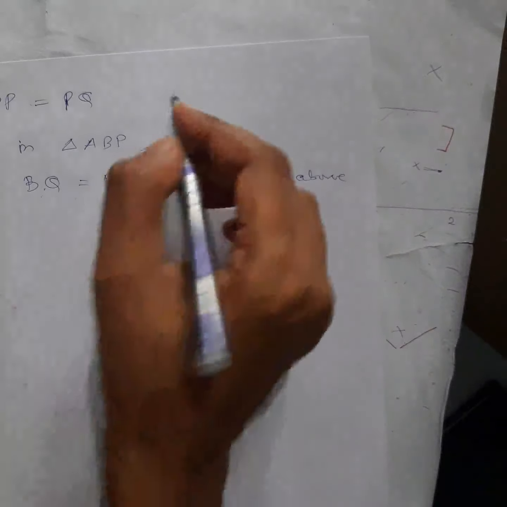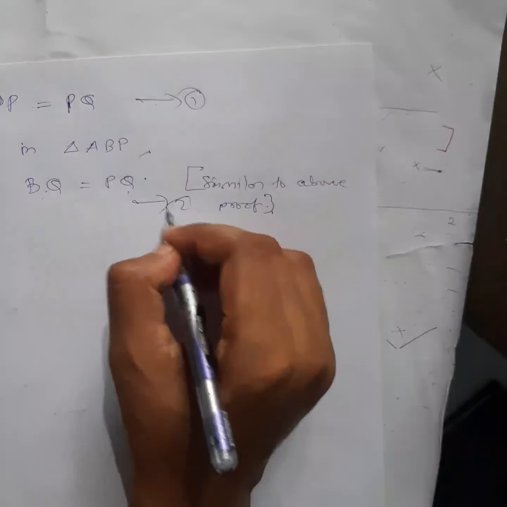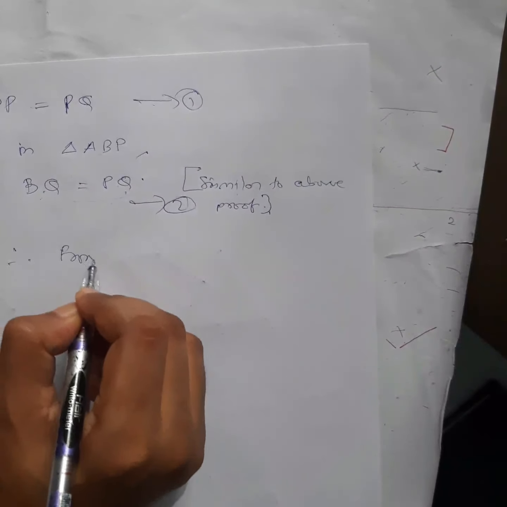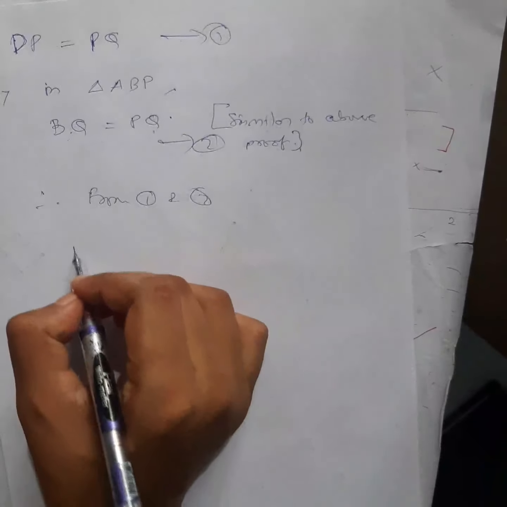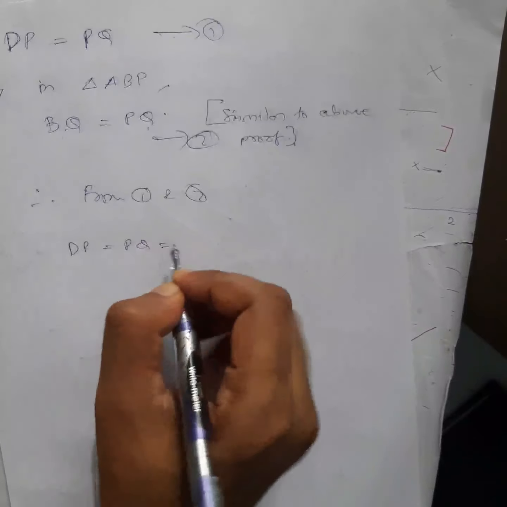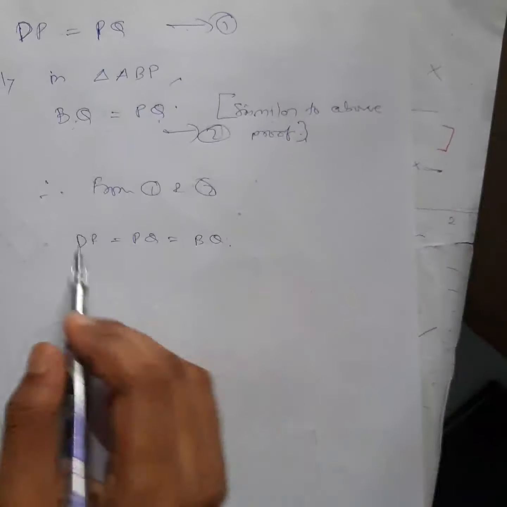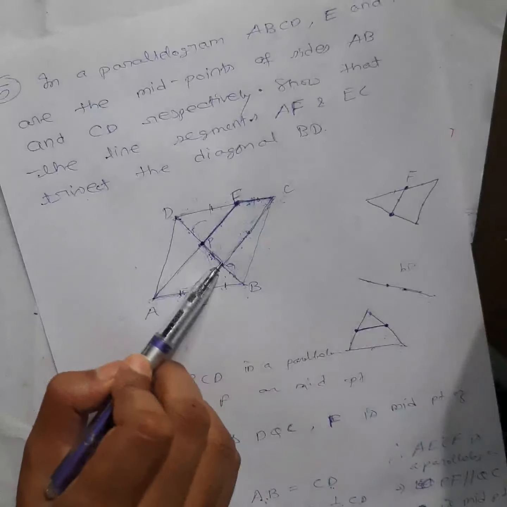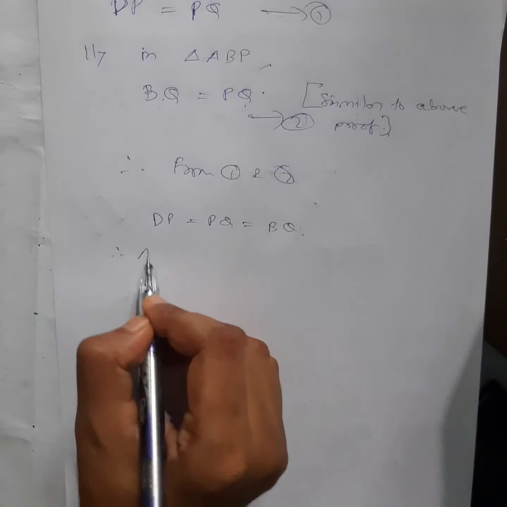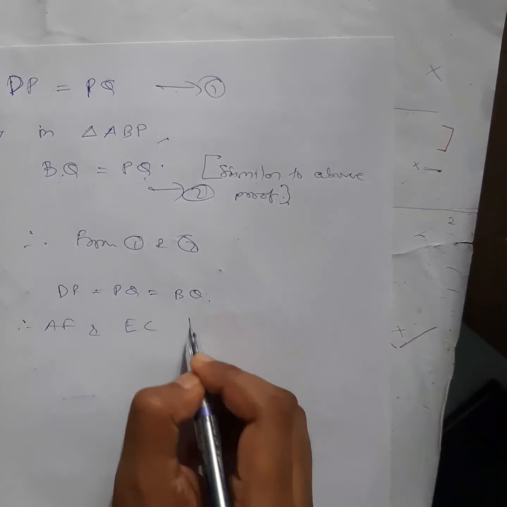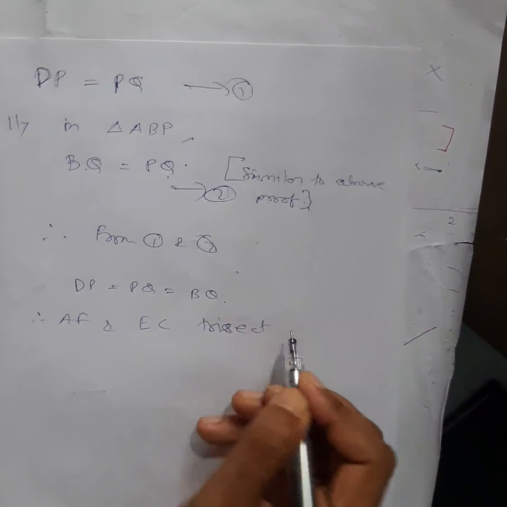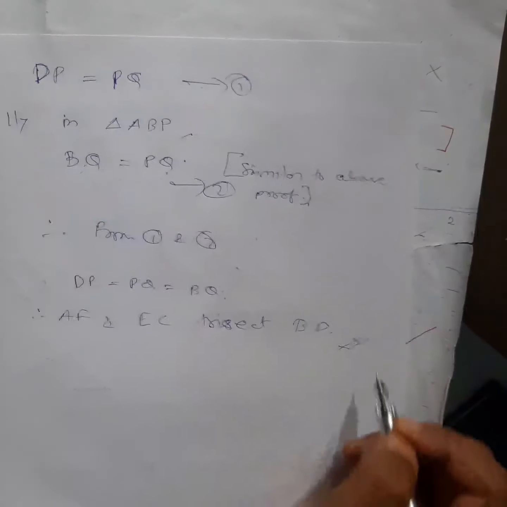Okay. Therefore, this you mark it as 1, this you mark it as 2. Therefore, from 1 and 2, can I write now? DP is equal to PQ is equal to BQ. Right? This is equal to this is equal to this. So, from this conclusion, I can directly write down. Therefore, AF and EC trisect BD. Can I write? AF and EC trisect BD. Done. Okay.